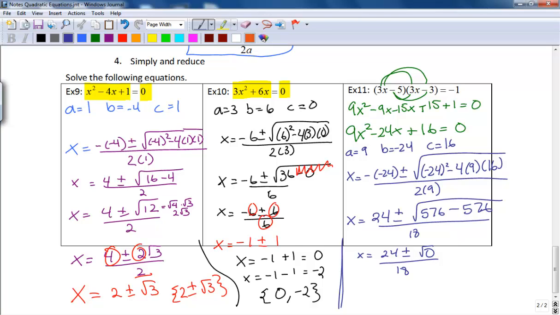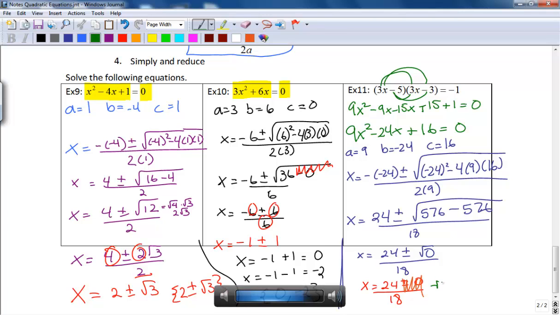Well, do I really need the square root of 0? No, because the square root of 0 is just 0. So we're really looking at 24 plus or minus 0 all over 18. But again, when we add or subtract 0 from something, it's just itself, so we can really just discard that portion. So we get that x is equal to 24 over 18. Can we reduce that? We can. 24 over 18, both are divisible by 6. So we can say that x is equal to, let's see, 4/3. So your solution set here is going to be 4/3.